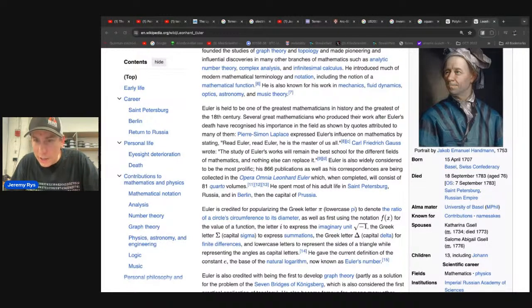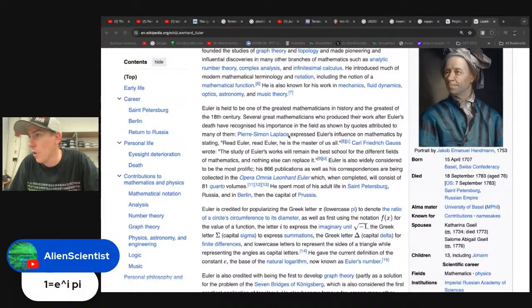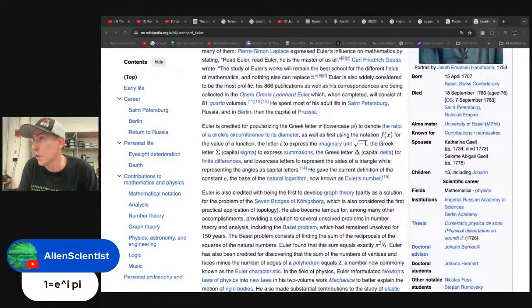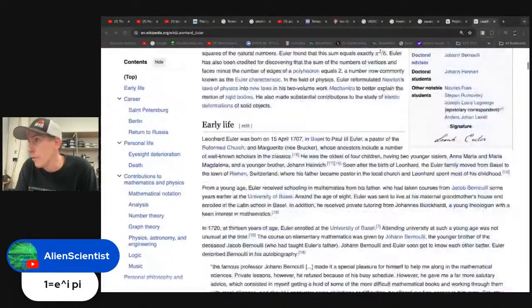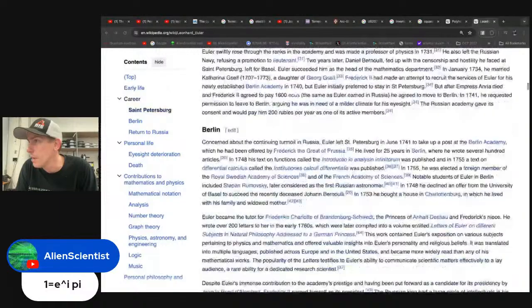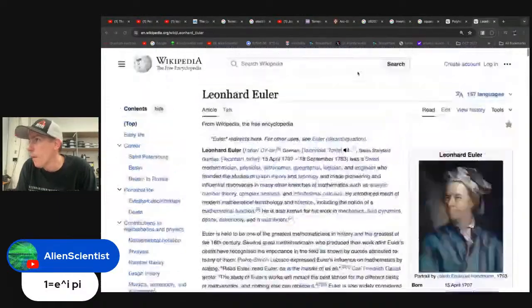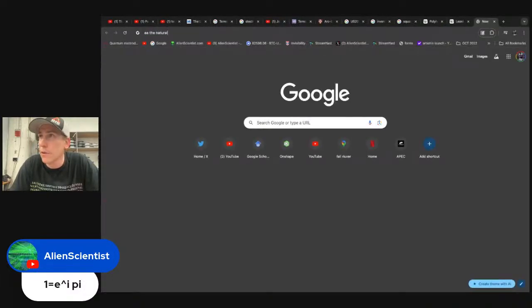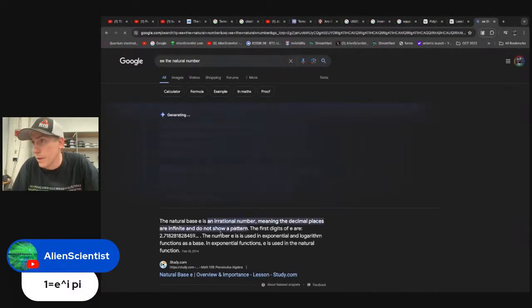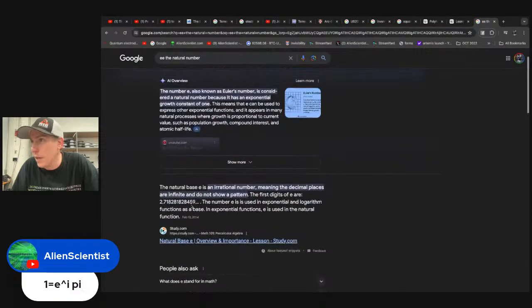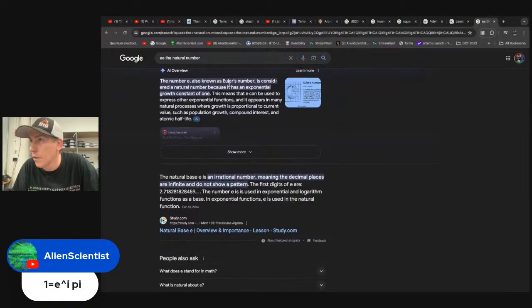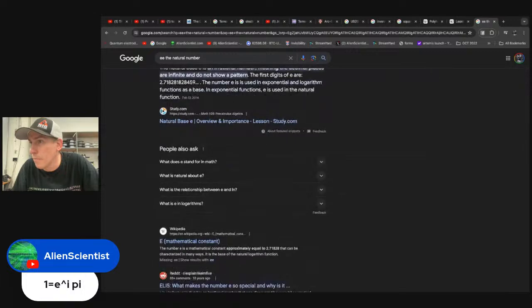So e to the i pi equals 1 is a very interesting equation that Euler came up with, and he found this whole thing hidden in e, this natural number that he figured out. I don't know if he came up with the natural number e, but let's talk about e. The awesome thing about e is that it's this pattern, Euler's number. It's considered the natural number, and it shows the exponential constant.